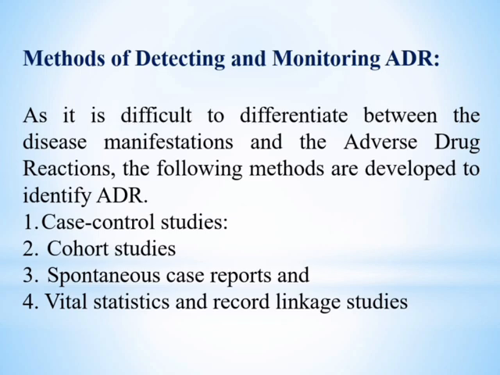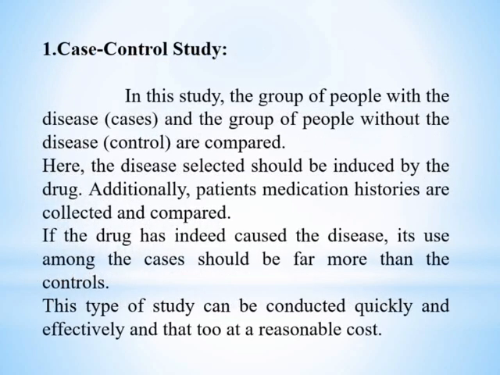First, case control study. Second, cohort study. Third, spontaneous case report and vital statistic and record linkage studies. First, case control study. In this study, the group of people with the disease (cases) and the group of people without the disease (controls) are compared.